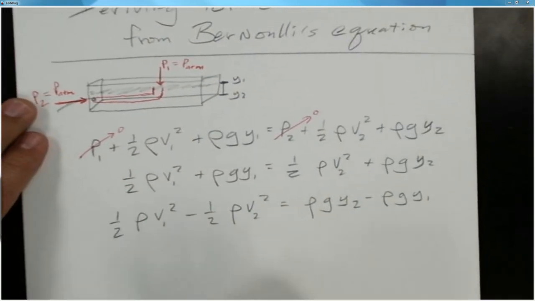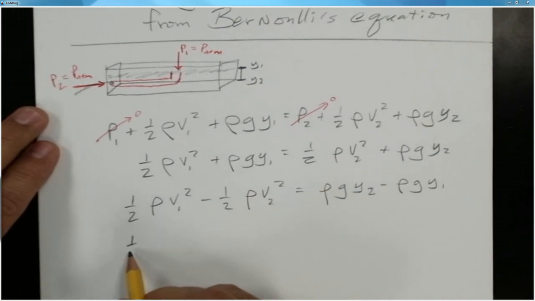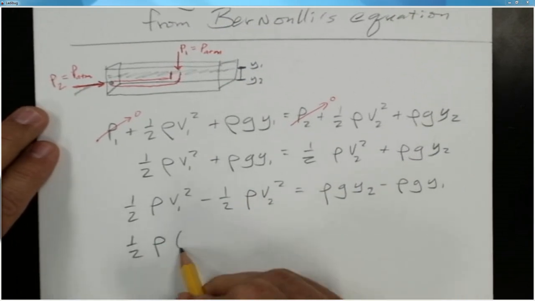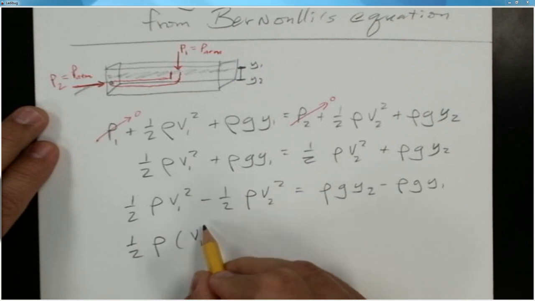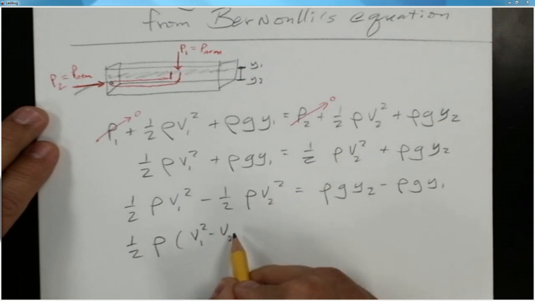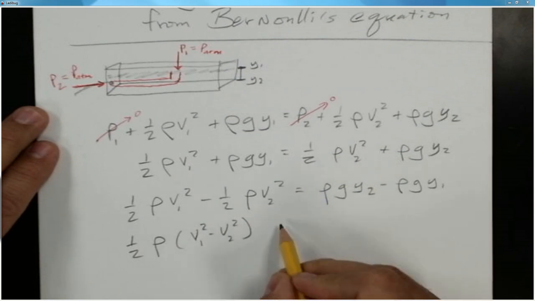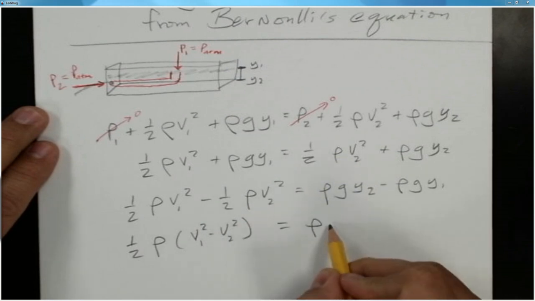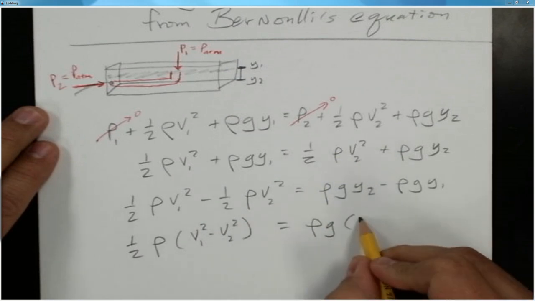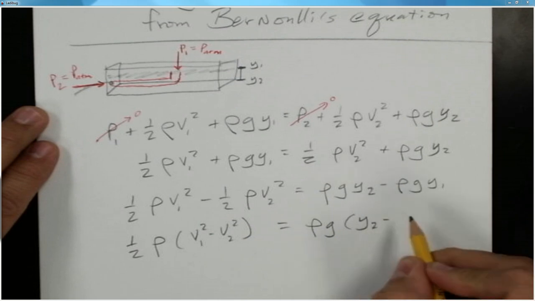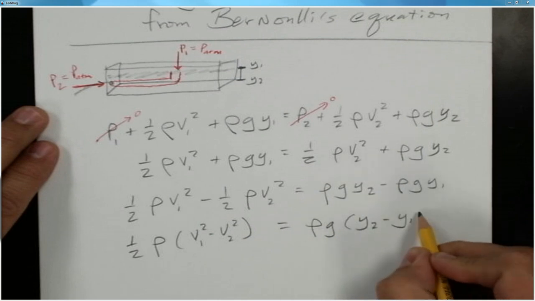Now let's pull out the common stuff. So you're going to get 1/2 rho times (v1 squared minus v2 squared) is equal to rho g times (y2 minus y1).